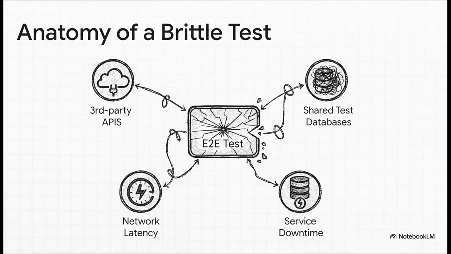Well, it's because traditional end-to-end tests are incredibly brittle. They're tied to a whole bunch of things they have zero control over. Third-party APIs could be slow. You could have network lag. A service could go down. Heck, another test could be messing with a shared database. Any of these things can trigger a failure that has absolutely nothing to do with your code.